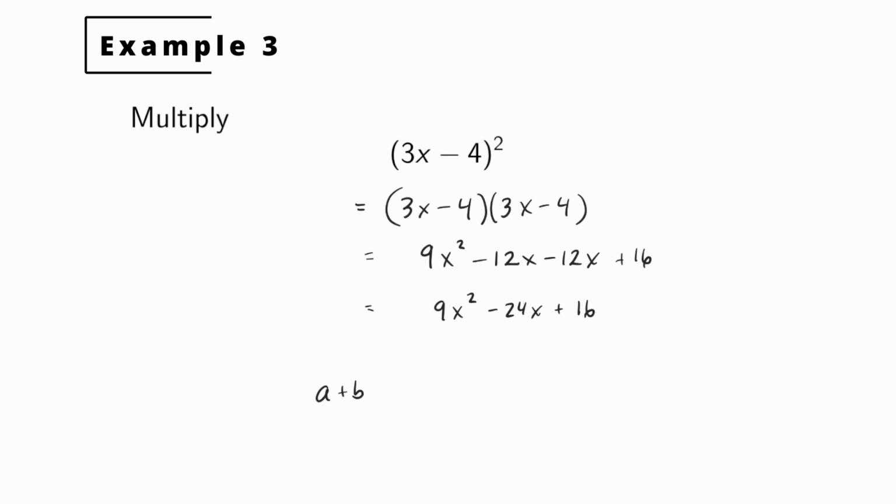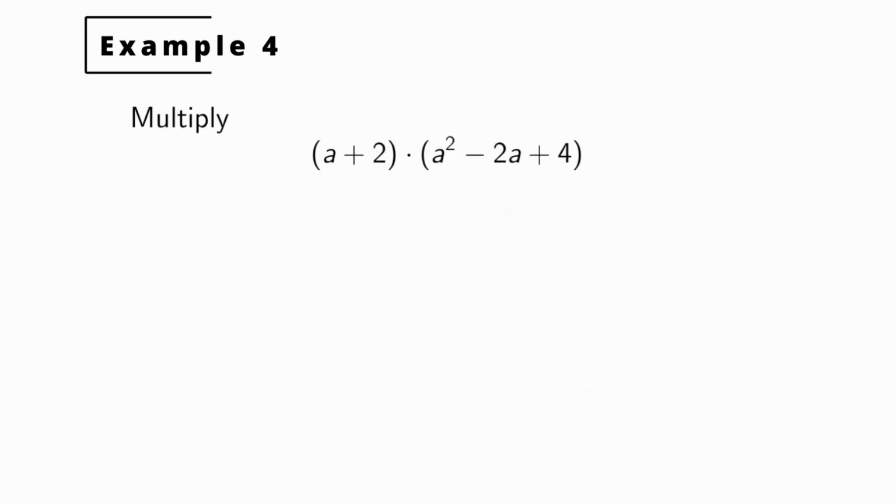So if you wanted to, you can write this down. If you have a plus b and you square that, okay, it's going to be the first term squared plus twice the product of the two terms. So twice a times b, and then plus the second term squared. And that's it. Here's our final example.